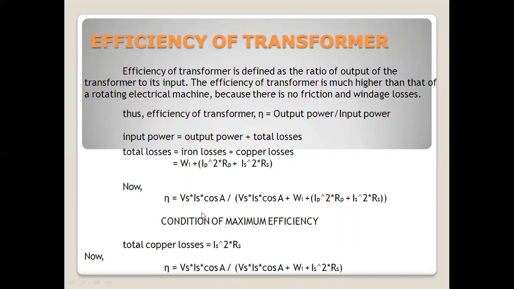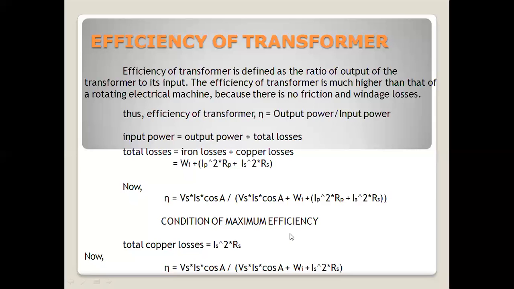Now the efficiency can be written as VS IS cos A divided by VS IS cos A plus WI plus ISP square RP plus IA square RS. So this is the efficiency that we can easily find from those two tests. From those two tests we can easily find those parameters and we can also comment on the efficiency and the maximum efficiency.